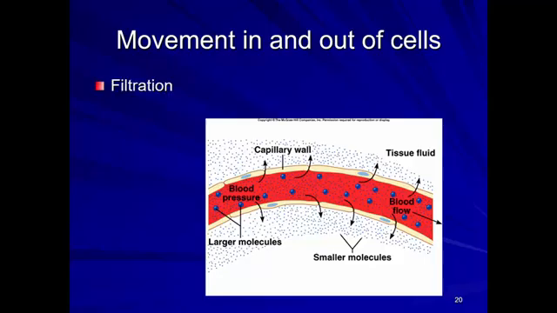Another way things can move in and out of cells is filtration. So think of a filter. Why does filtering happen in a regular filter? You put water above a filter, and it goes through the filter and catches anything big enough that the filter will catch. Usually it's done by the force of gravity or by push.